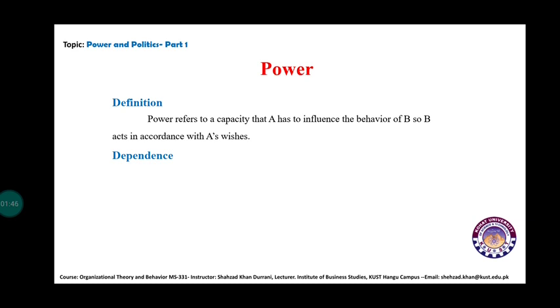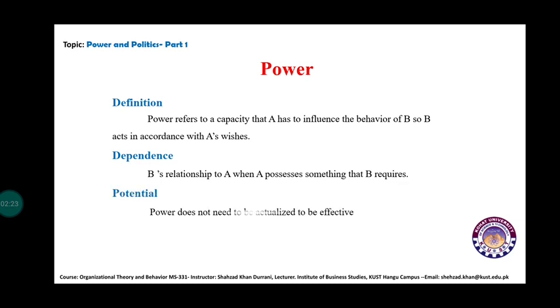Inherent in this definition is the idea of dependency. Dependency is B's relationship to A when A possesses something that B requires. So the stronger the dependency one person has when another possesses something they want or require, the greater the dependency on that person. Power also includes potential. It is actually the potential or the capacity to influence, so power does not need to be actualized to be effective.